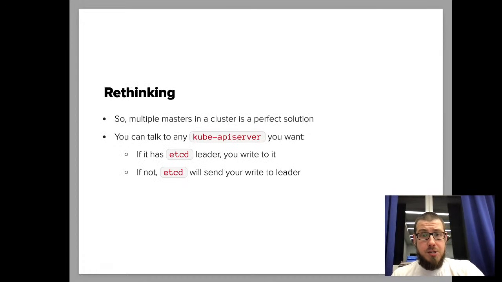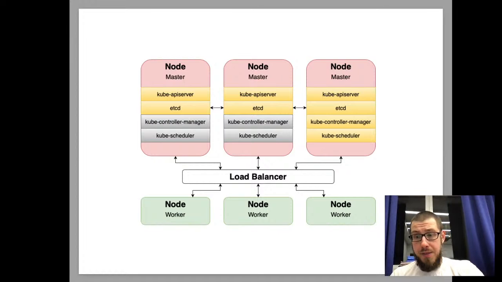So rethinking, multiple masters in a cluster is a perfect solution, and you can talk to any kube API server you want. If it has the etcd leader, you write to it. If not, etcd will send your write to the leader. It's that simple, and it works really well. So this is the scheme of a high availability cluster with multiple master nodes. I'll highlight in yellow the components which are currently working, because we don't need multiple kube schedulers or multiple kube controller managers running inside the cluster.